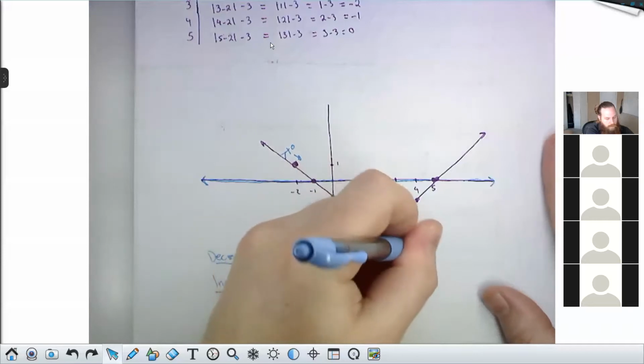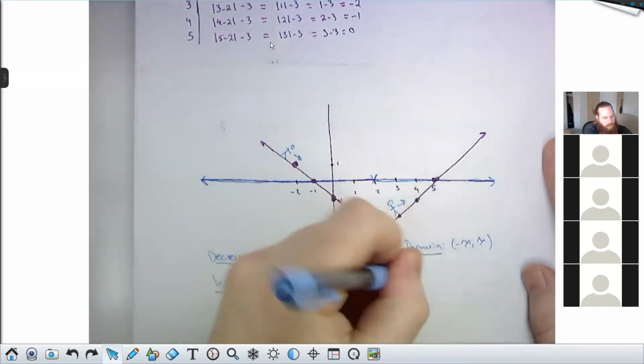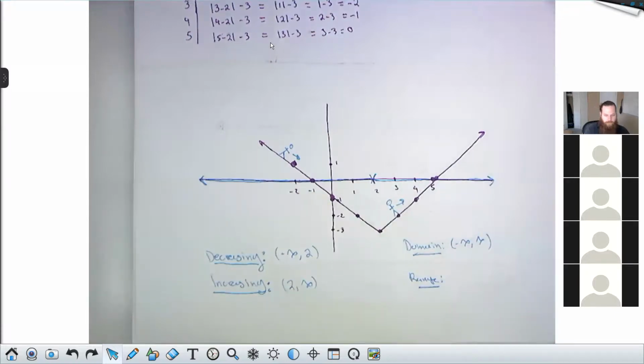My domain is again all real numbers, or negative infinity to infinity. What's my range here? What do I get if I smoosh this whole graph onto the y-axis? Would it be -3 and then to like infinity?